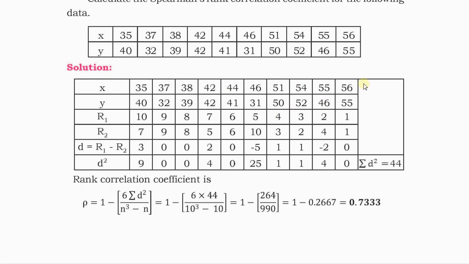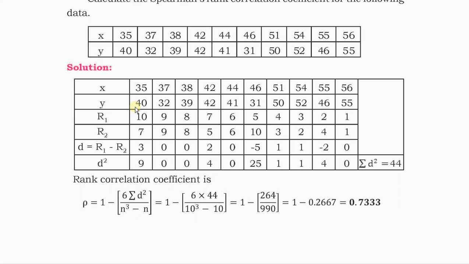So in x, the highest value is 56. So the rank is 1. The next highest value here is 55. The rank is 2. The next highest value is 54. The rank is 3. The next highest value is 51. The rank is 4. The next highest value is 46. The rank is 5. Next, for 44, the rank is 6. For 42, the rank is 7. For 38, the rank is 8. For 37, the rank is 9. And for 35, the rank is 10. Okay. So this is how the x value is ranked.